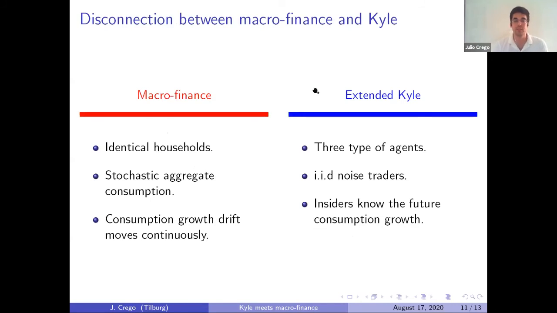And then I also find a lot of disconnection between macrofinance and Kyle. In macrofinance, you have identical households, while in your Kyle model, you have 3 types of agents. That creates the problem that I don't really know what kernel I need to use to price. I don't know who is providing the liquidity. So I think it's a little bit disconnected. Also in macrofinance, you have a stochastic aggregate consumption. And in Kyle, you have IID noise traders.